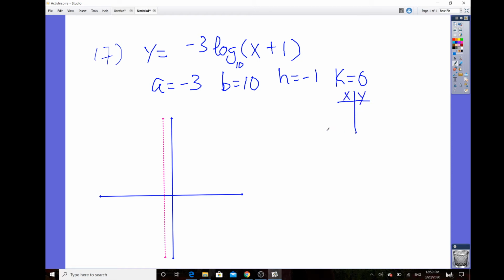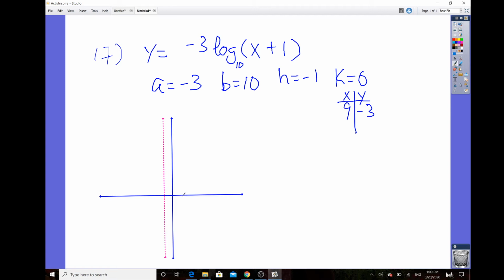Okay, so again, same log base 10. So then that'd be 1. So let's just change that x value to 9. So 9 plus 1, that's 10. So log base 10 of 10, that's 1. 1 times -3, then that'd be -3. So we got 9 comma -3.